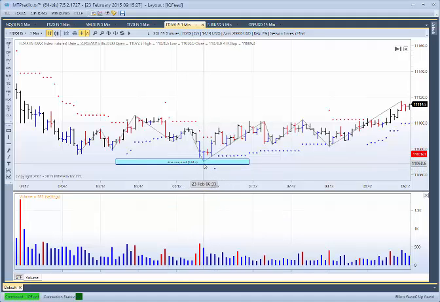So this gives us an area of where we can anticipate the actual reversal to happen to keep our initial risk small on any trade entry. I'm just going to take that low off. We now need a target.